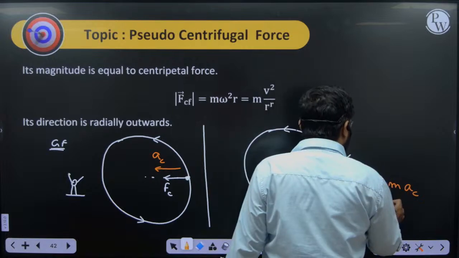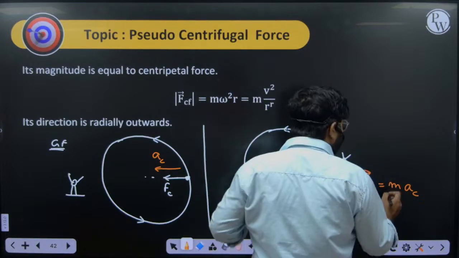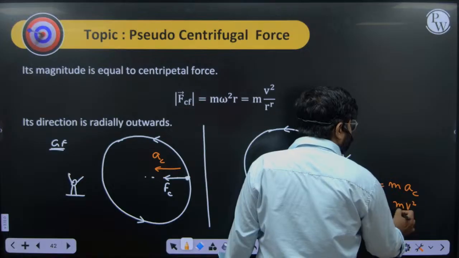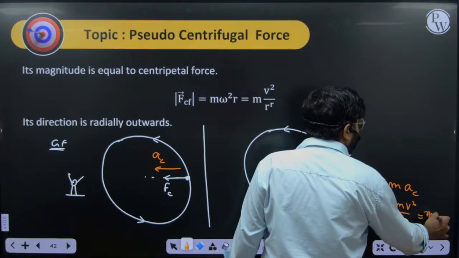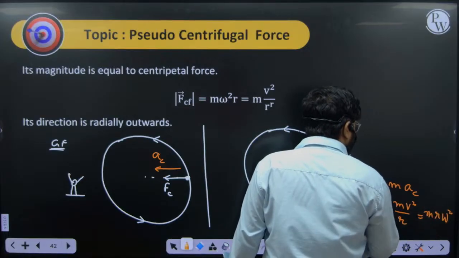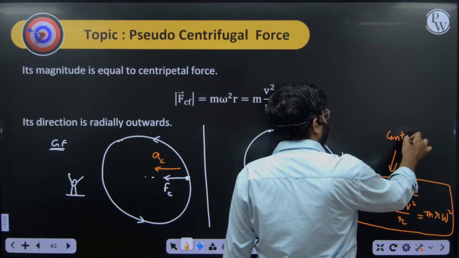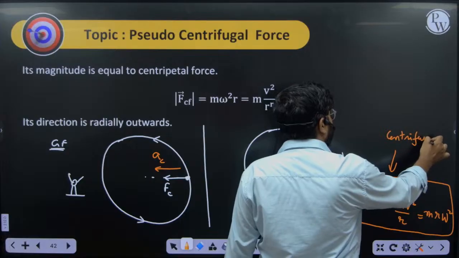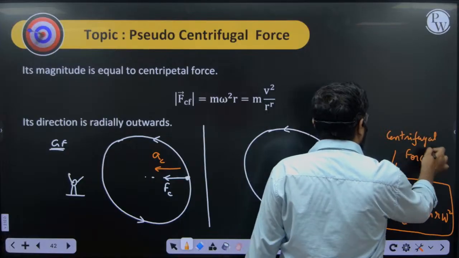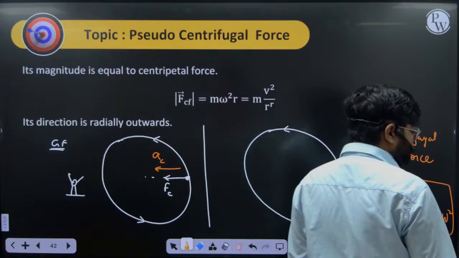Now we can put the values here. We'll get the same value, mv square by r equals m r omega square as well. So this is known as the centrifugal force. I hope this is clear to everyone.